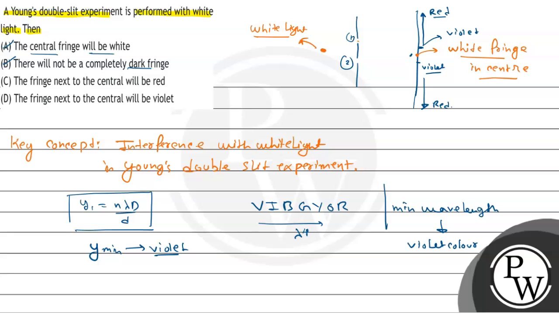Option C is saying that the fringe next to the central will be red. So this is wrong, because we have seen here that the fringe next to the central bright fringe will be violet, because lambda, that is the wavelength of the violet color, is minimum. So the distance from the central fringe to the violet fringe will be minimum, right? So option D is correct, that the fringe next to the center will be violet. So our options A, B and D are correct. Hope you understand it. Best of luck.